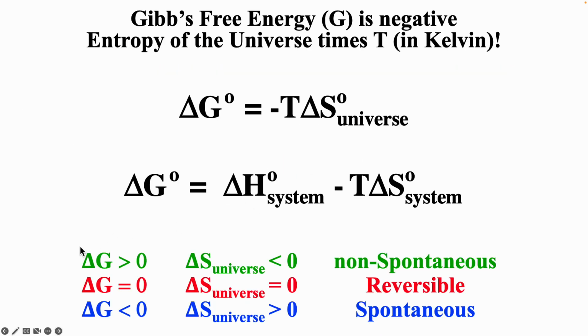And so delta G greater than 0 would be non-spontaneous because the products would be higher potential energy. Delta G less than 0 is spontaneous because the products have lower potential energy. Delta G equals 0 corresponds to reversible. And so we can relate delta G to delta S of the universe. Delta G equals minus T delta S of universe. We can also relate delta G to delta H of the system and delta S of the system. So delta G equals delta H minus T delta S.